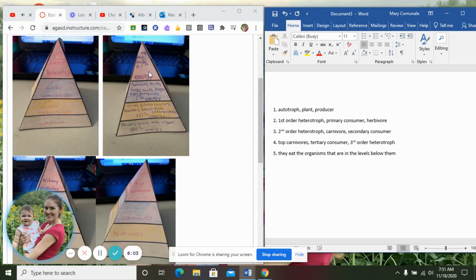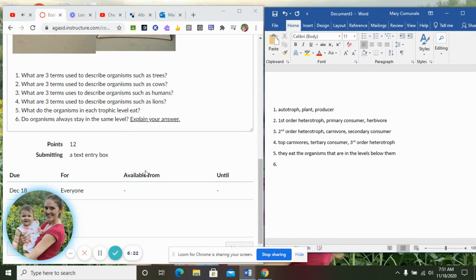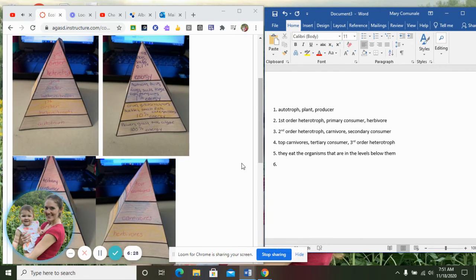So humans are kind of a bad example. But like a frog is generally speaking not going to eat a snake unless it's like a really big frog. So just go with they eat the ones who are in the levels below. Don't make it difficult. Don't overthink it. Do organisms always stay in the same level? And I kind of just answered that one in the last one. No, they don't.